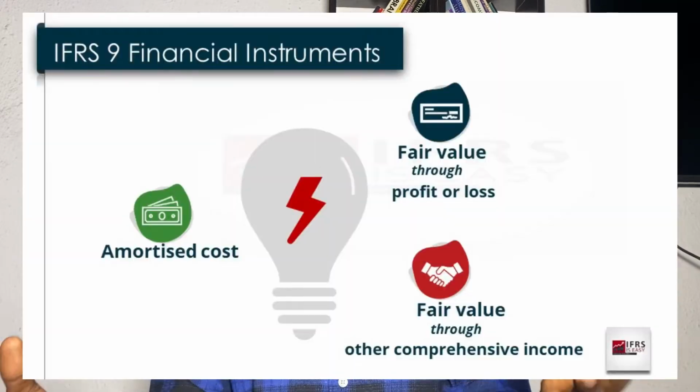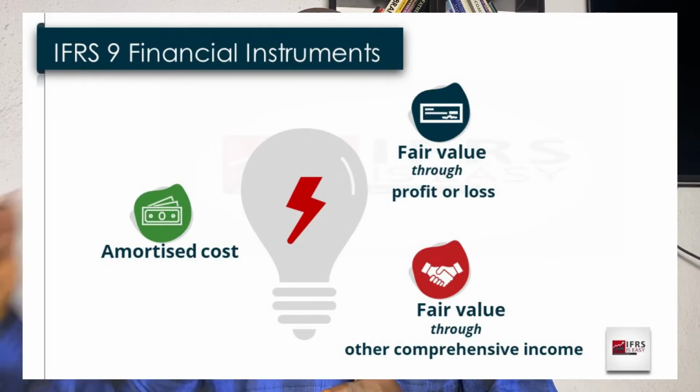The way we classify is the way we measure. So if you classify something as amortized cost, you measure it at amortized cost. If you classify it as fair value, you measure it at fair value. So that leads us to what the classification categories are. We have two basically. We have the amortized cost and we have the fair value. The fair value is now split into two. We have the fair value that is carried through profit or loss, and we have the fair value that is carried through other comprehensive income.